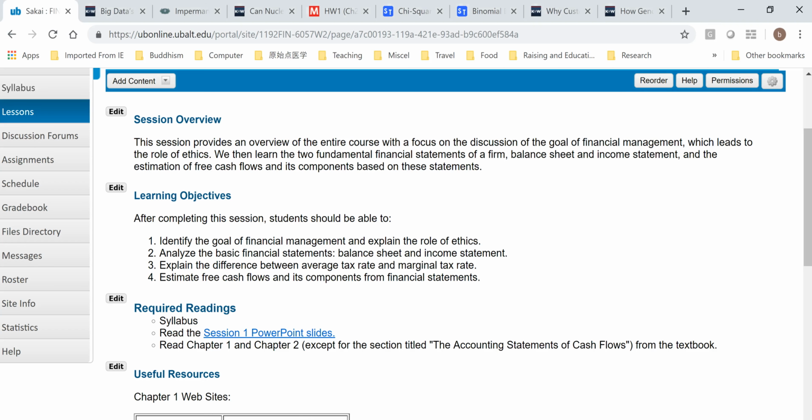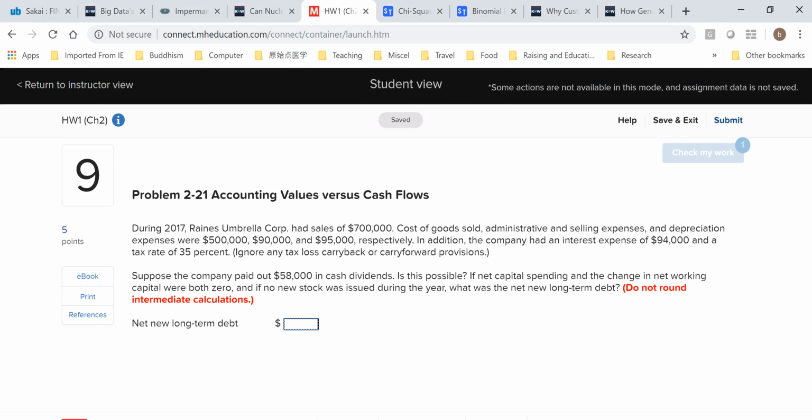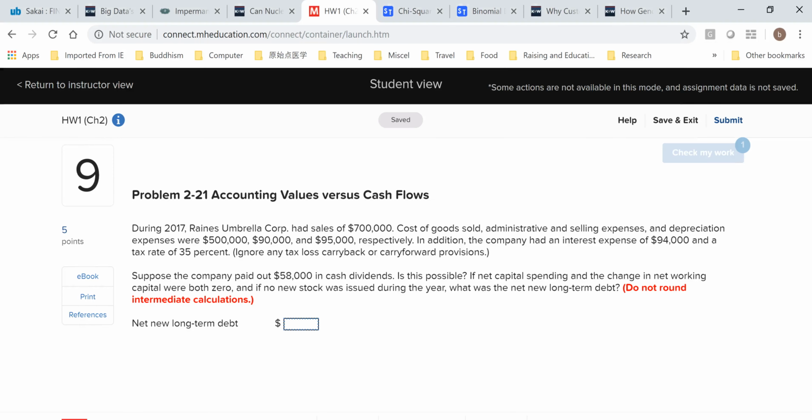So from that, go back to our setup. This means if net capital spending and the change in net working capital were both 0, so that simply tells us the cash flow from assets is simply equal to operating cash flow because these two terms are both 0. So that's what this sentence tells us.